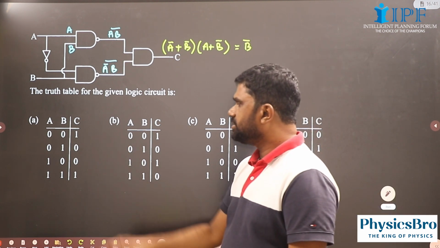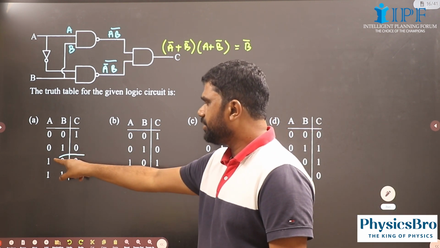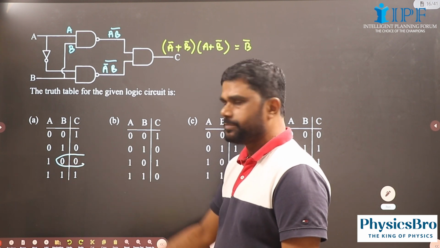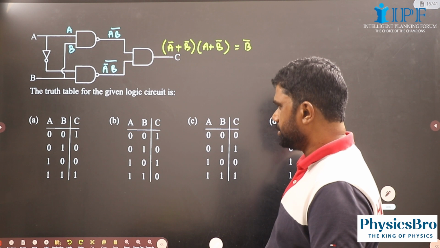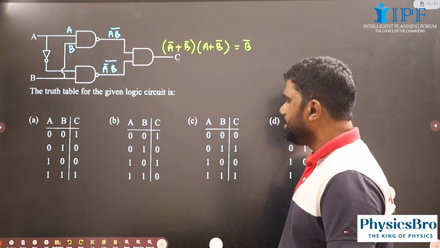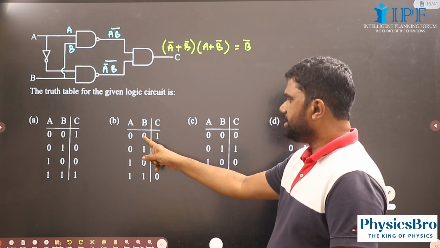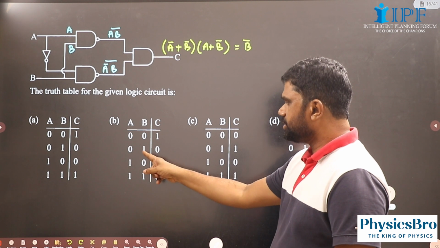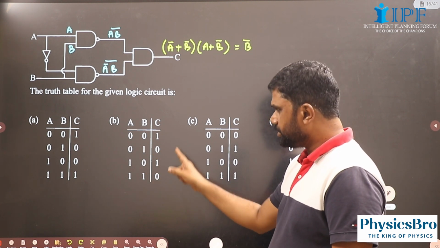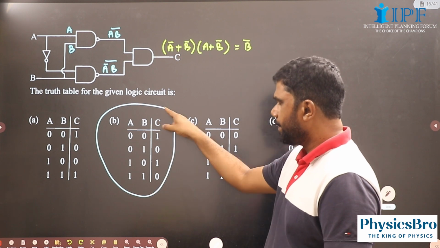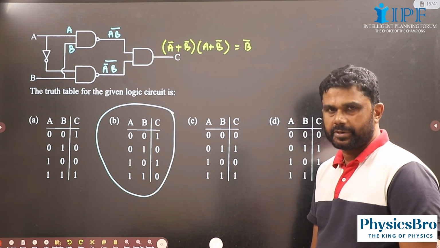See, when you consider this option, here we have output the same as B, so that should not be the correct option. And see, here B is 0, output is 1. Here B is 1, output is 0. Here B is 0, output is 1. Here B is 1, output is 0. So this must be the correct option. Means the output is always B complement.